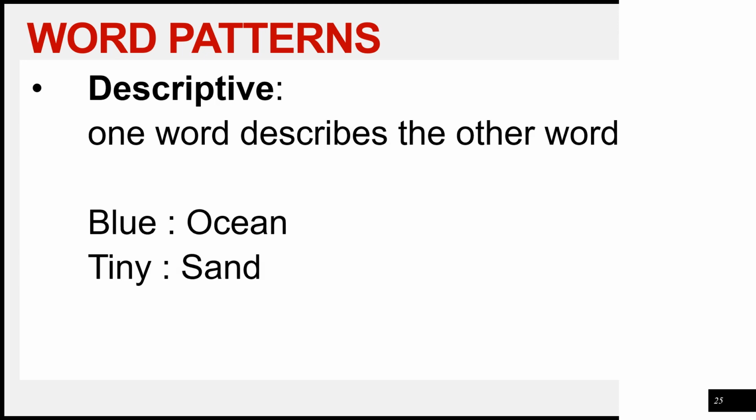Descriptive. These are word patterns that describe the other word. So you are just simply giving a description of a particular object. For example, blue is an ocean. Something tiny, it is sand. Something green, these are the leaves. Something expensive, a sports car, and so on.